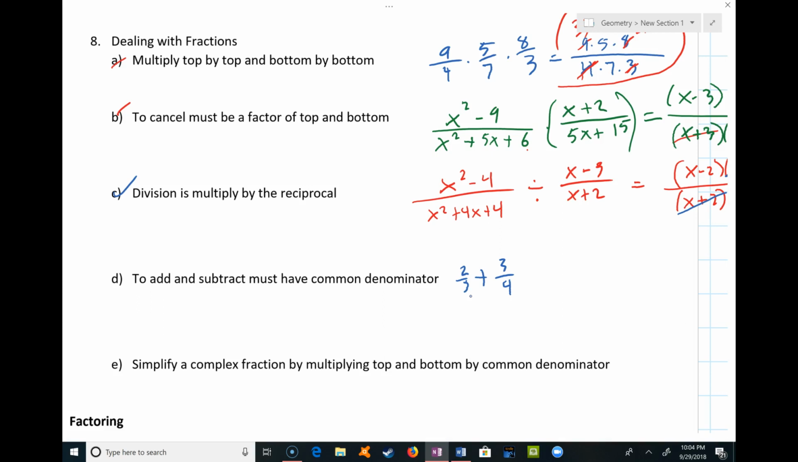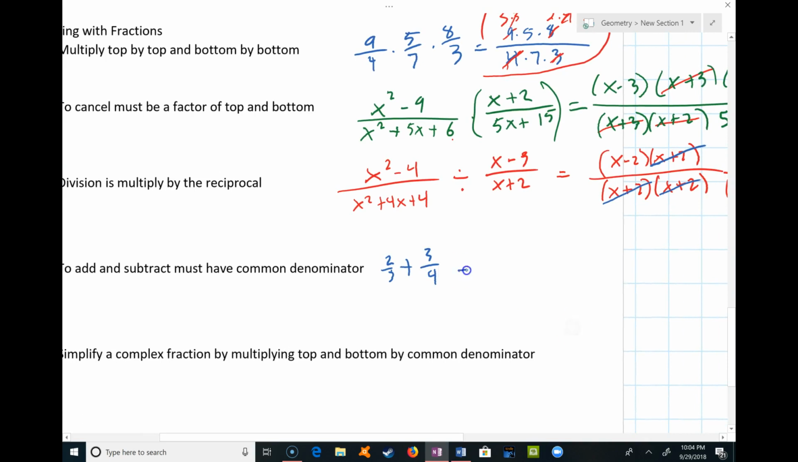In order to add them, I can't really add them unless they're the same pieces. So that's why we have to get a common denominator. We look for something that both 3 and 4 will go into, like for example 12. So we're going to rewrite this as something over 12 plus something over 12.